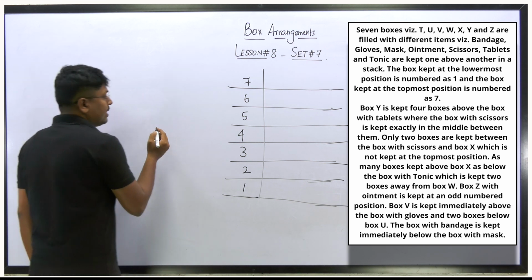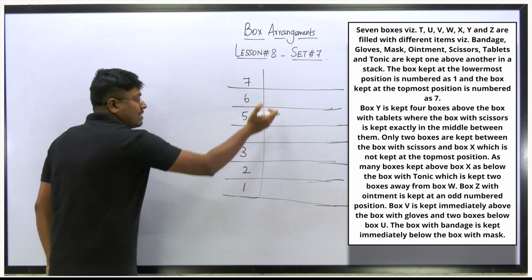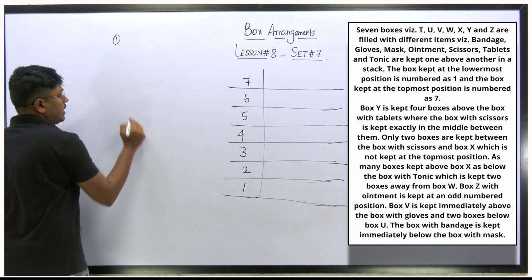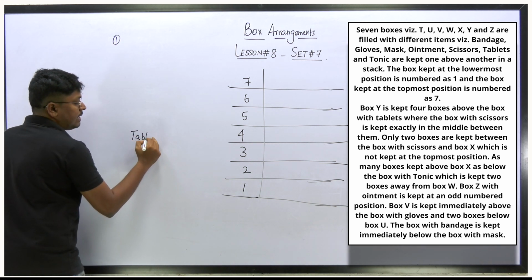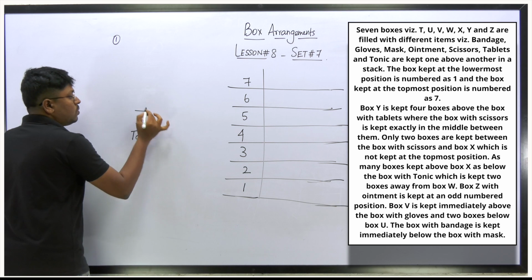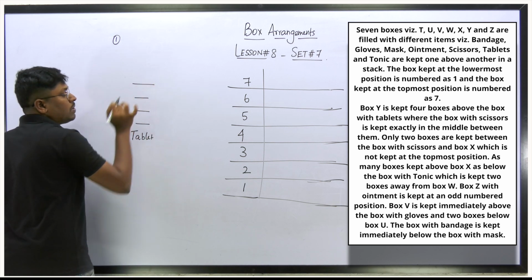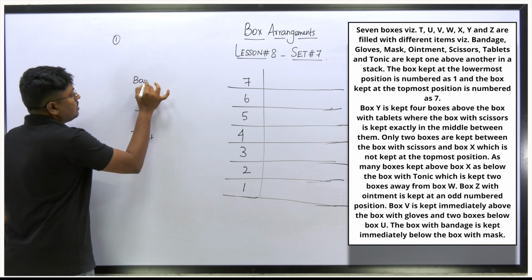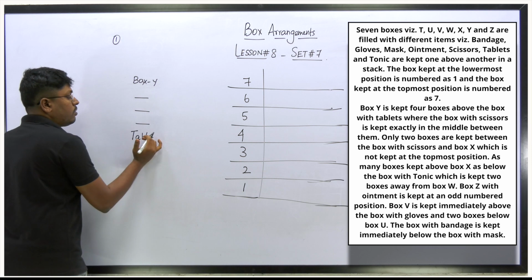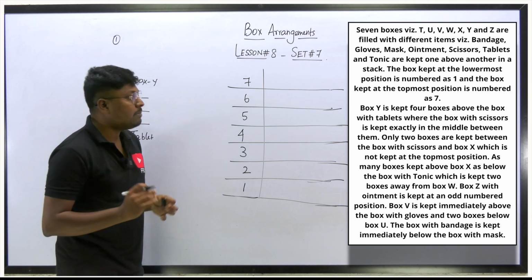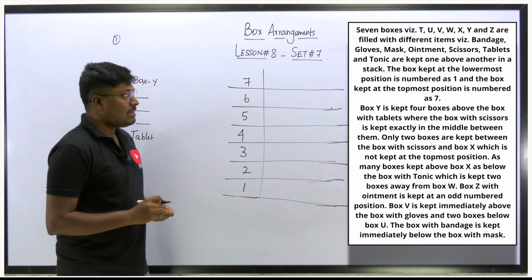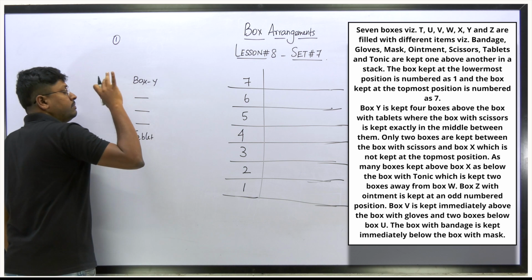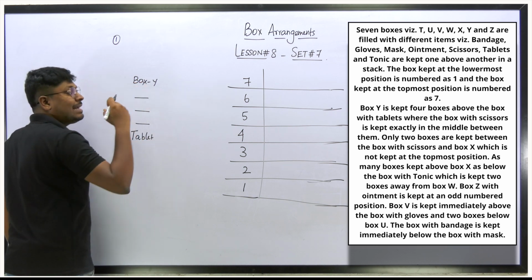So let me do one thing. We can't fix it here, because we can fix tablet here, we can fix tablet here. There are many chances. So I can take it as a clue that there is a box which contains tablets. So 1, 2, 3 and 4th. This box, what are they saying? Box Y. So box Y is kept 4 boxes above the box which contains tablets, where the box with scissor is exactly in the middle between them. So between these 2 boxes, the box with scissor is exactly in the middle.